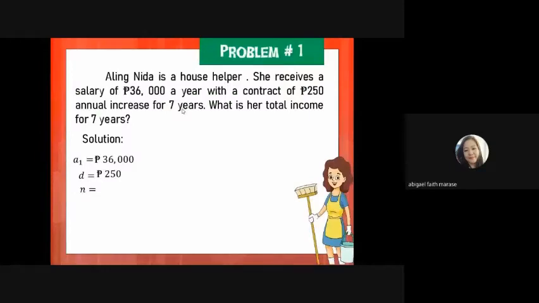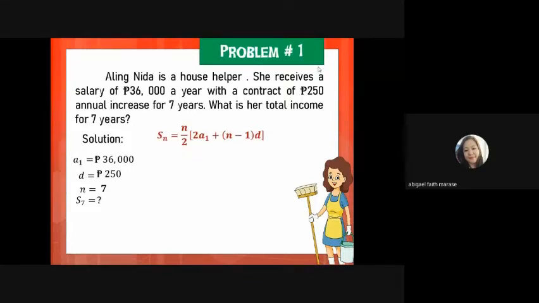Okay, the number of years will be represented by our n, and we are looking for the total income of Alinida for 7 years. So it means that we are going to add her salary for the first year up to the 7th year. And that is adding the terms in the sequence is what we call an arithmetic series. That's why we have S sub 7. Okay, so to find the total salary of Alinida for 7 years, we have to use the formula for arithmetic series.